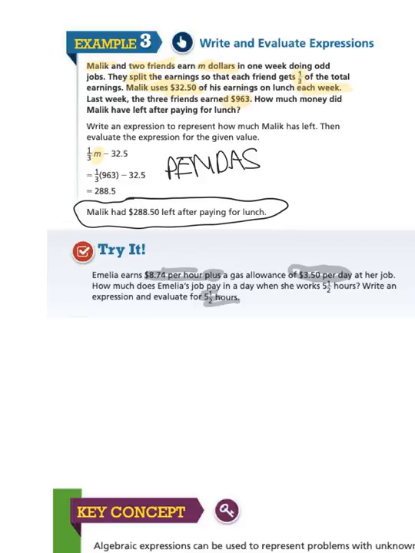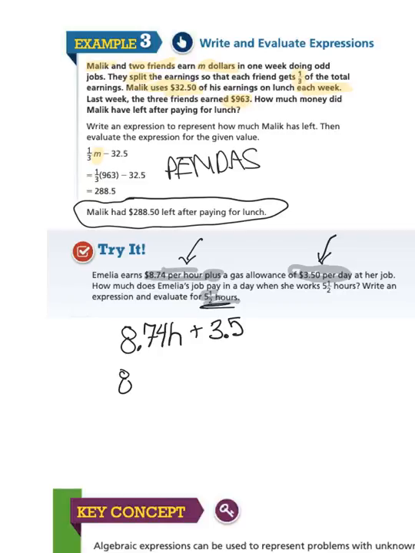So I know that she's earning $8.74 per hour. So we'll call hours H. Plus, she gets a gas credit of $3.50 per day. Now, the reason your $3.50 is not multiplied by H is because your $3.50 is per day. This is per hour. All right, so it doesn't matter how many hours she works, she still only gets $3.50 for gas per day. So then I'm going to plug in and solve.